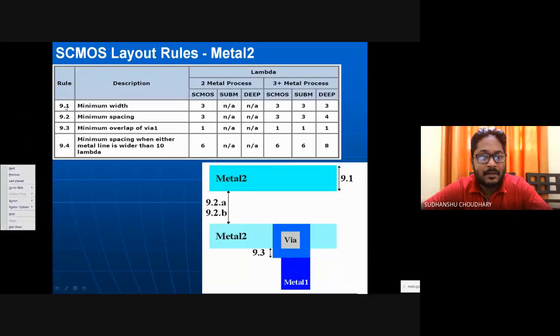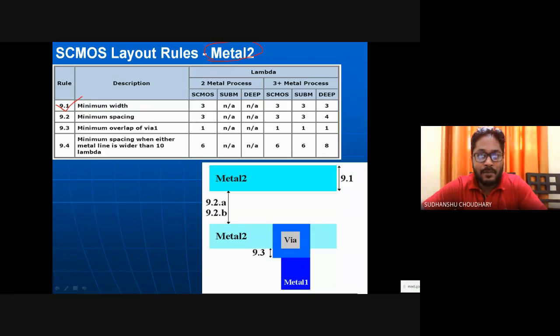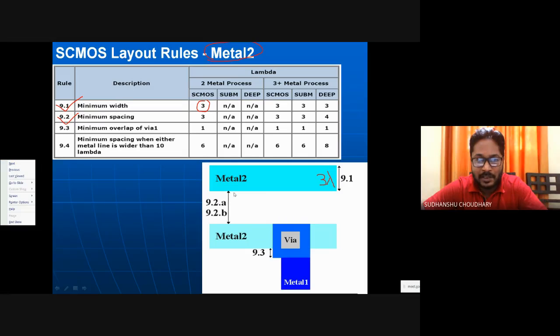It says that for metal 2, that was for metal 1. For all layers you will find there are some rules. So metal 2 has a rule for minimum width. That is, the minimum width of metal 2 cannot be less than 3 lambda. Sorry, the width of this metal 2 should be at least 3 lambda, right? The minimum spacing rule also says that the minimum spacing between two metal 2 lines should be minimum 3 lambda. It can be more, it cannot be less than that.